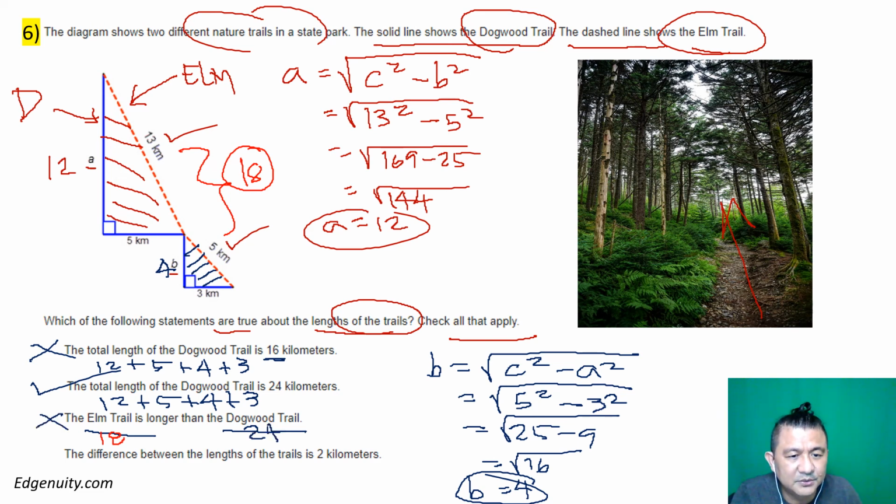The difference between the lengths of the trail is 2. No. 24 minus 18 is equal to 6, right? So no, it cannot be 2. So that's the correct answer, only the second one.